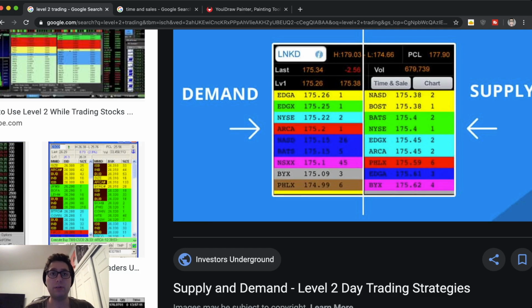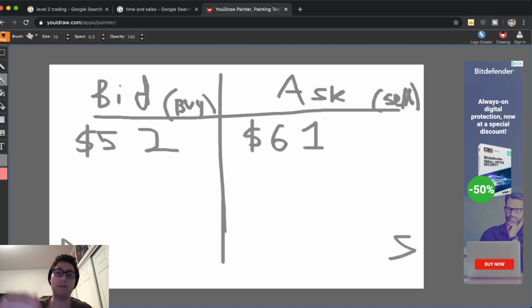So that's how the level 2 works. It's basically the second level of depth of what's going on behind the scenes of what's determining the stock price. And this is what will determine what you see on the chart, and we'll get to that later.